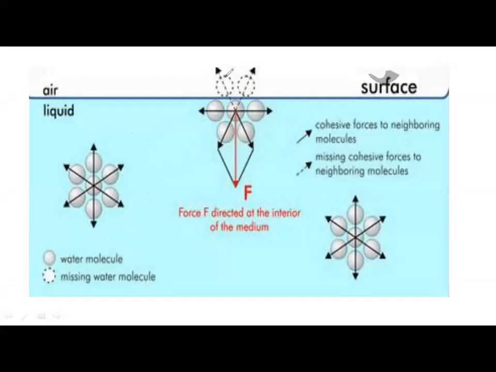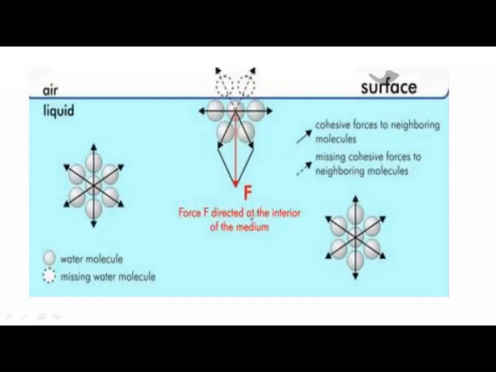But if you consider it at the surface, these molecules are missing. So here the force will be unbalanced. This dark line you are seeing is the cohesive force, the attractive force to the neighboring molecules, whereas at the surface, that cohesive force is missing. Therefore, it is unbalanced.